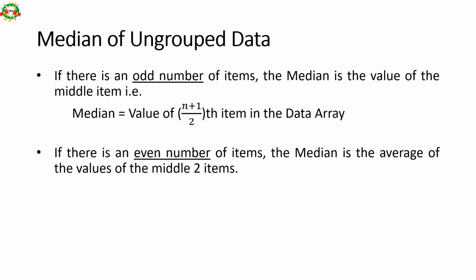Next is median. Median of ungrouped data: if there is an odd number of items, the median is the value of the middle item. So if we have an odd number of items, say 3, 5, 7, 9, 11, then median is the value of the (n plus 1) divided by 2 item. If we have 11 items, that means 11 plus 1, 12 divided by 2, the sixth item will be the median. And if there are even items, then median is the average of the values of the middle two items. Let us understand with the help of an example.